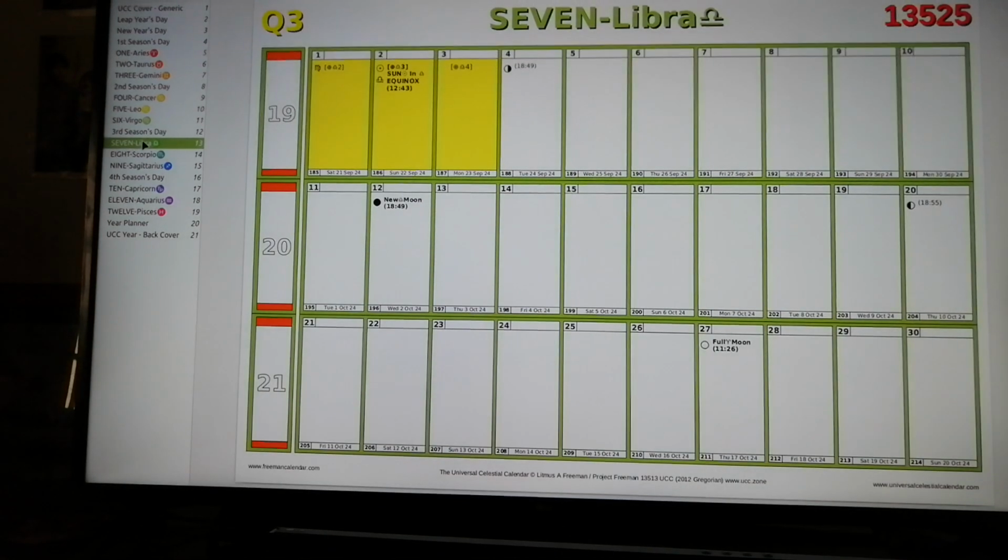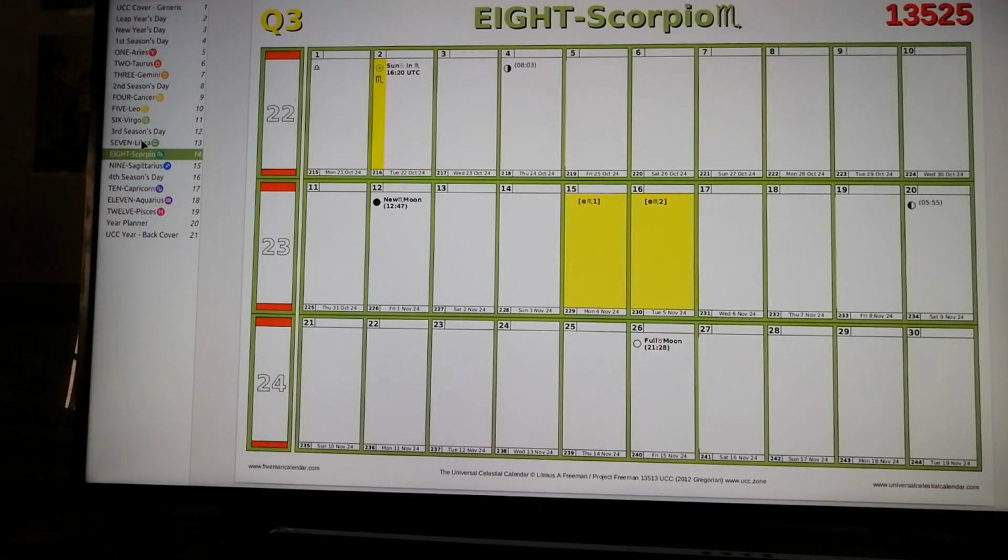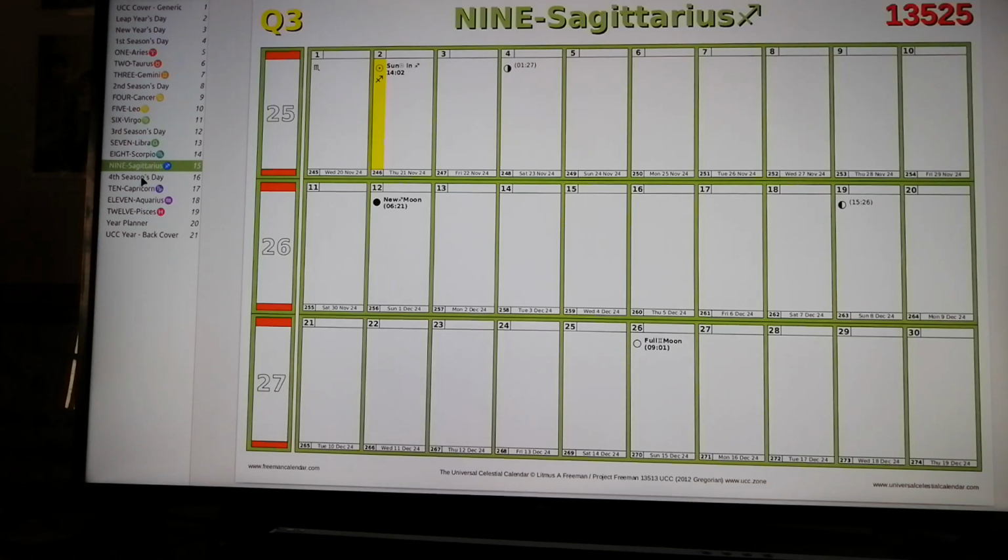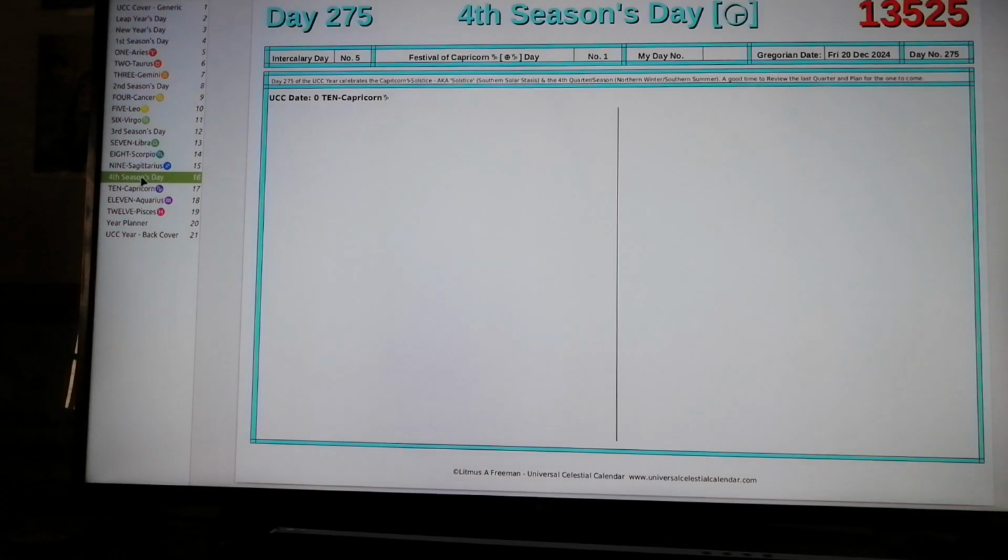So if we go back to Libra, we go through Libra, Scorpio and Sagittarius, and again in the middle of Scorpio, we have the festival of Scorpio, which is around 5th of November. That's when the sun's halfway between the Libra equinox and the Capricorn solstice. And we have a little festival to celebrate that. And then we go to Sagittarius. And then we get to the end of autumn in the northern hemisphere, the end of the third quarter. And we have fourth seasons day to celebrate the start of the next quarter. So this is the naught of 10 Capricorn, this date.